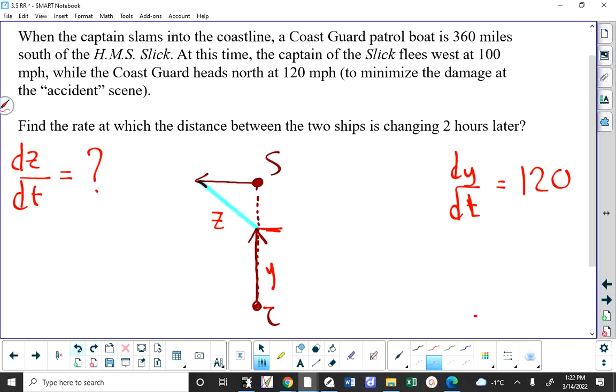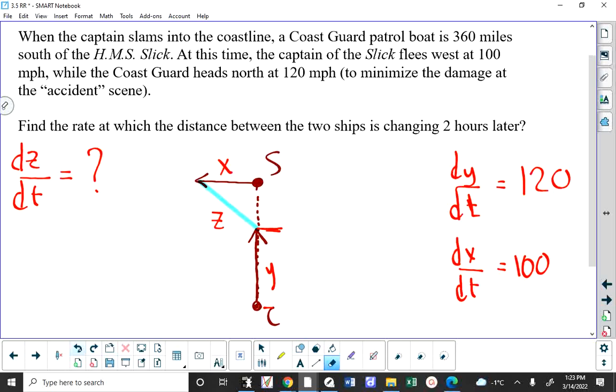If I label this as x, that's also a variable. And I hope you can kind of see that I'm moving towards a Pythagorean triangle here somehow. Liam, what do you believe dx dt is if I call this top distance x? Yeah, it's the speed of the HMS Slick, 100 kilometers or miles per hour. You said 100, right? Yeah. So dx dt is 100. This is what I meant earlier when I said, and we're not even done step one.